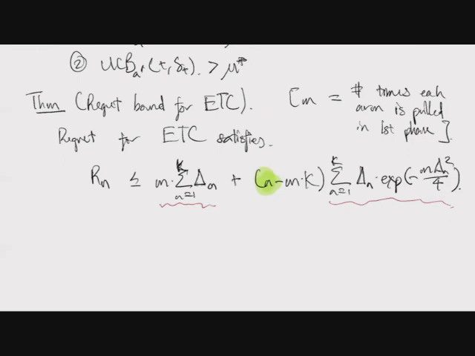suboptimality gap, delta A. And so this means that the price that we pay for every arm is m rounds times delta A. And then we have to sum this over all the k different arms. So this is the price paid in the exploration phase.